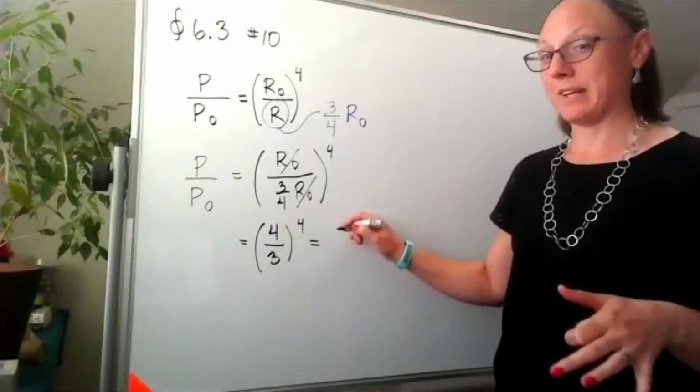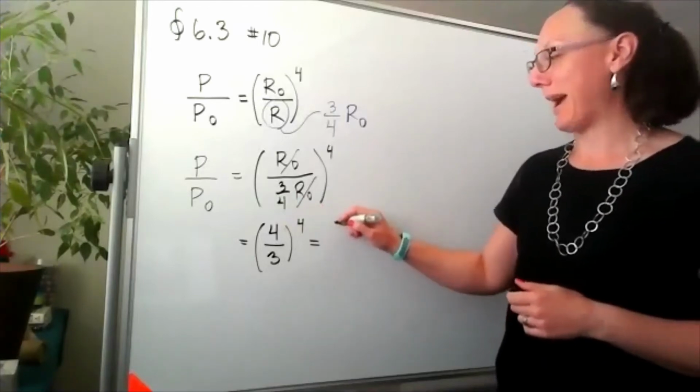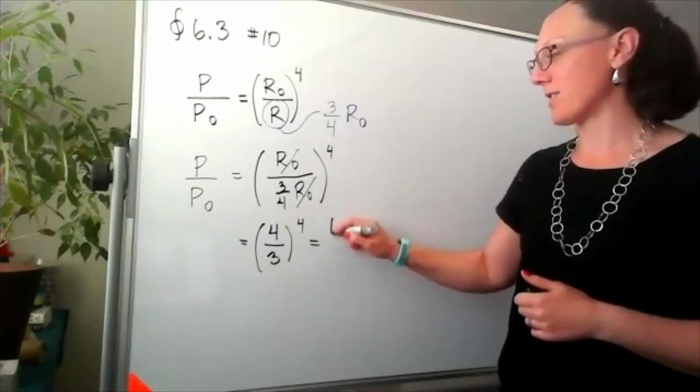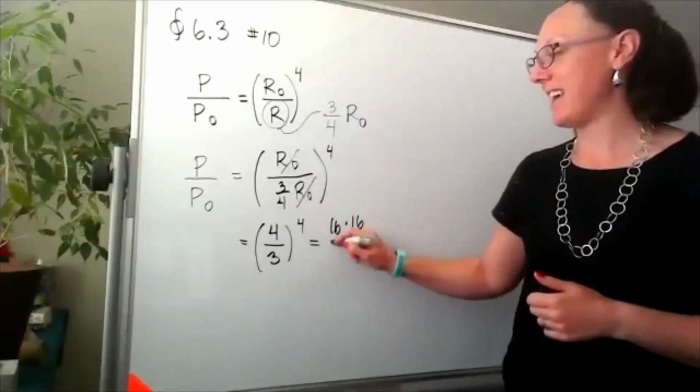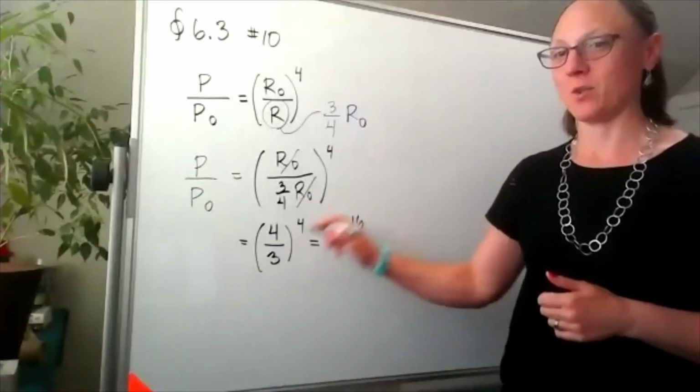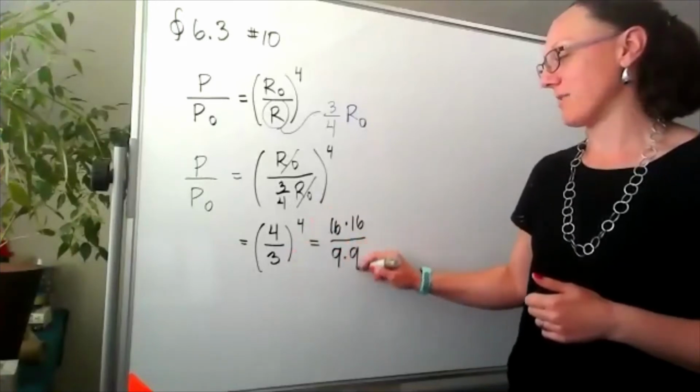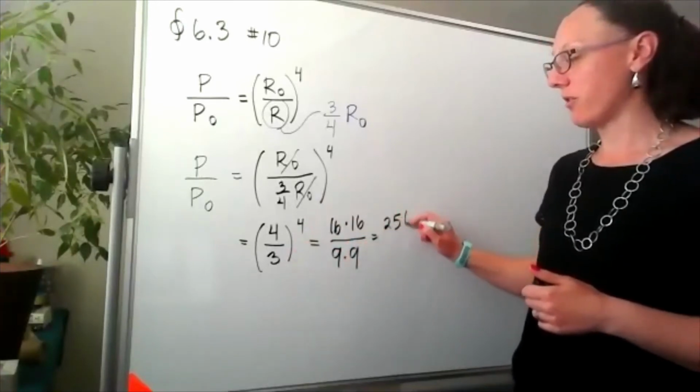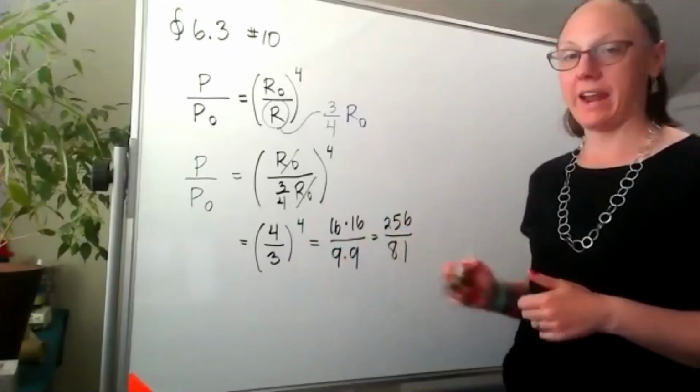So I'm going to do an intermediate step. 4 to the fourth is the same as 4 squared squared. So I'd have 16 times 16. And in the denominator, I'd have 3 squared times 3 squared, or 9 times 9. And I'm going to get 256 over 81.